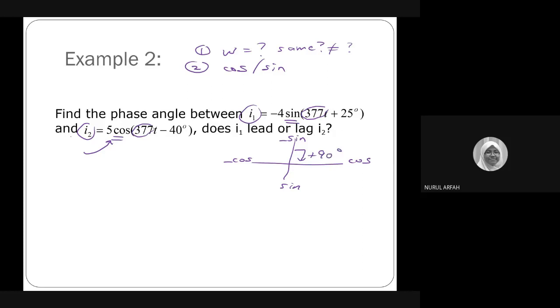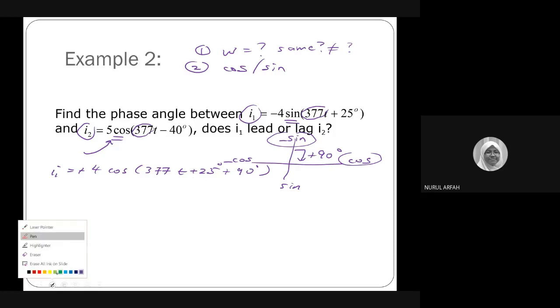So if you want to convert that, then I1 will no longer be negative, because now from a negative sine it becomes cosine. Then you should have a plus here. And this is 4 cosine, 377t plus 25 and plus 90 degree. Okay, so this will become what? It becomes 115 degree, right? Okay. Now you can compare these two.